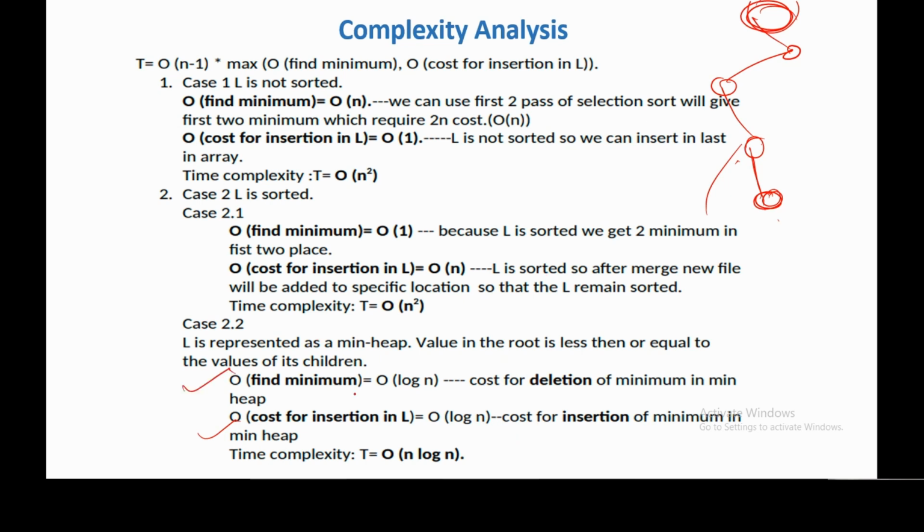So in find minimum there is a log n contribution, and the cost for insertion also has a log n contribution, and this is bounded by the outer loop, which suppose executes n times. So the total cost will be n log n time. So this is the complexity. If we represent the particular list using the min heap, then the complexity can be reduced and it will be O of n log n time. So hope it is clear to all.